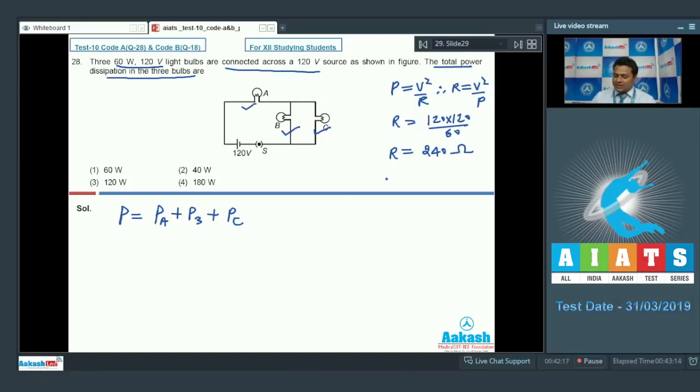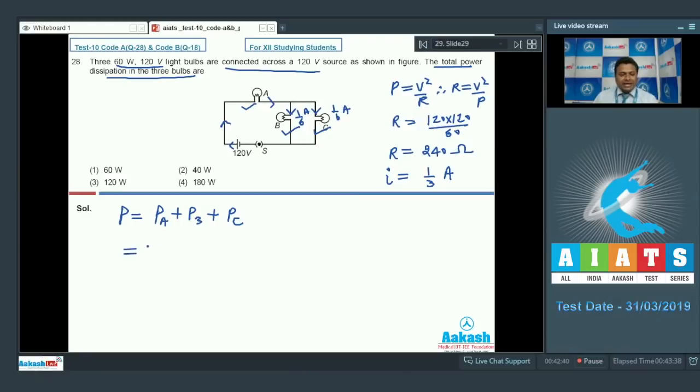that is 360. So the total current drawn from the battery will be 1 by 3 ampere. Here it will distribute equally as the resistances are equal, 1 by 6 ampere. So now we can calculate the power dissipation individually.